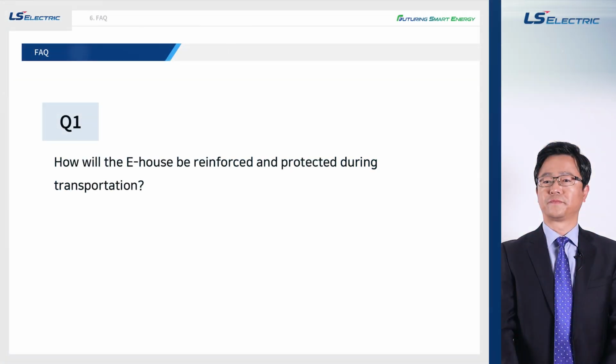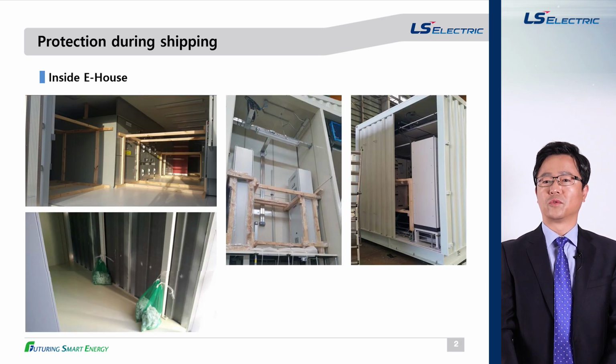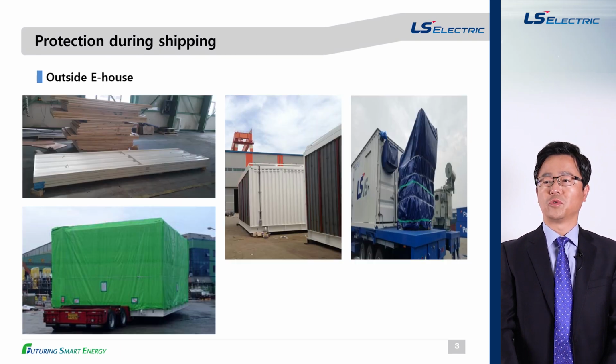How will the EOS be reinforced and protected during transportation? A wooden structure will be added inside the E-house to protect the switchgears, and separated parts for the module will be reinforced with temporary metal sheets, which will be bolted into place to maintain strength. Also, there will be a sufficient amount of moisture absorption materials inside the house, while the temporary metal sheets will be silicone treated to prevent moisture inflow. After protection, the house will be covered with a waterproof sheet to prevent soot contamination.